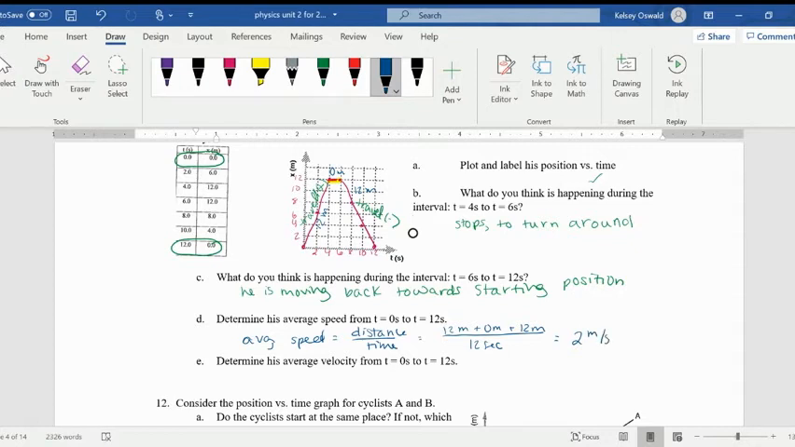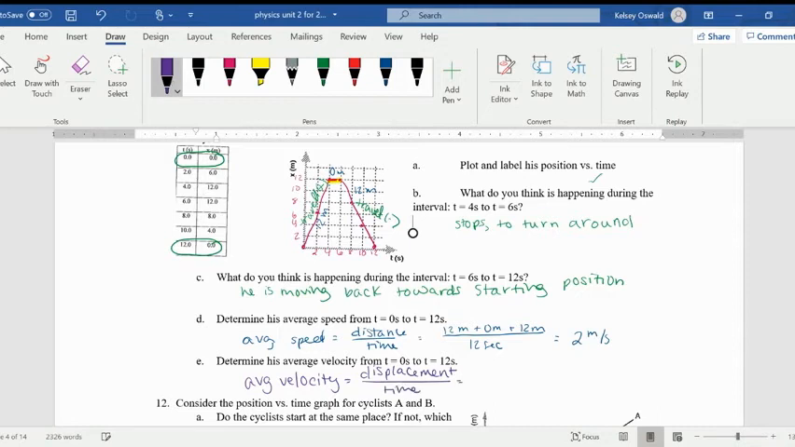So each second, Mr. Estabrook is traveling 2 meters in any direction. Okay, because remember, speed doesn't tell us what direction we're moving. It's just telling us how much ground we cover per second. And that is going to be different than our average velocity. So when we look at our average velocity, we're going to do displacement over time.